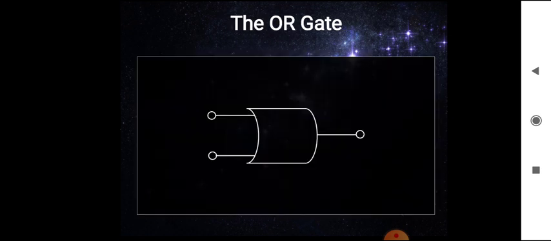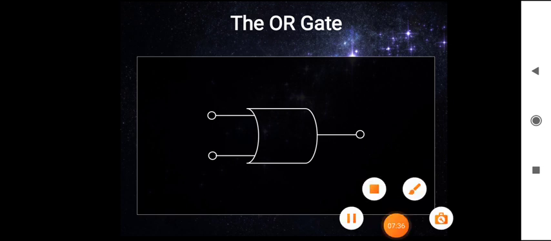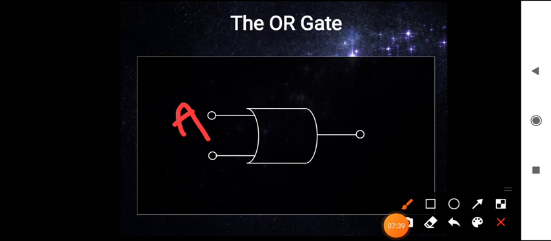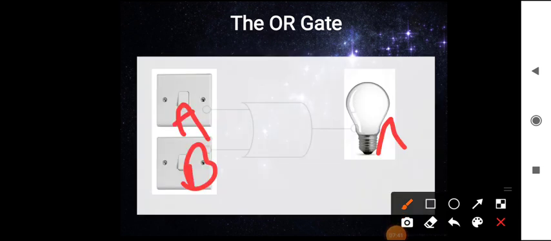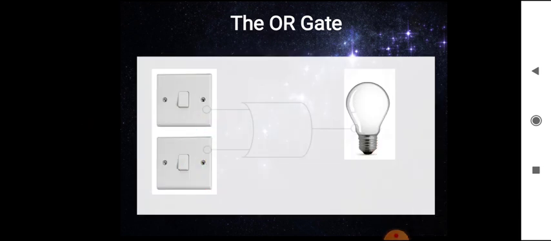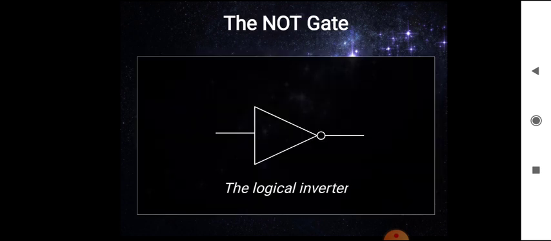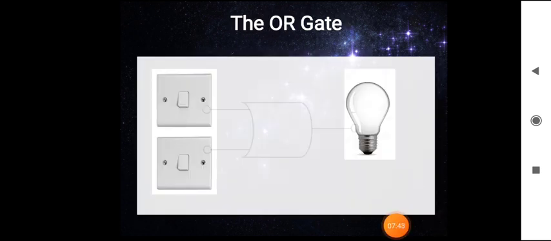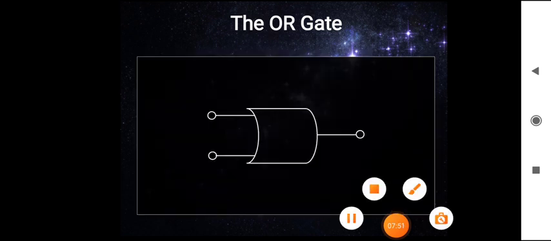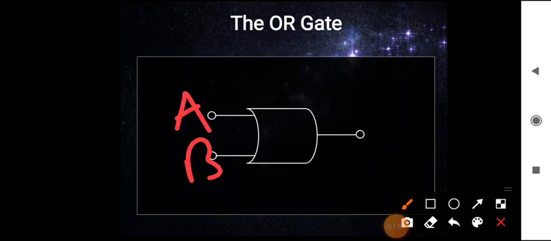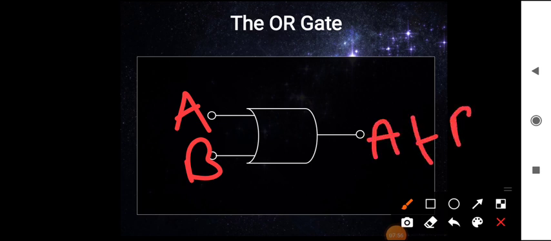Next, I am showing another logic gate, that is the OR gate. It also has two inputs, that is A and B, and one output. So this is the OR gate, and here A, B are the inputs and A plus B is the output.